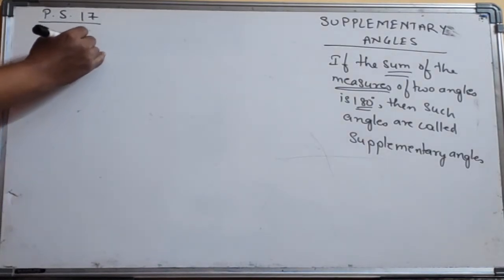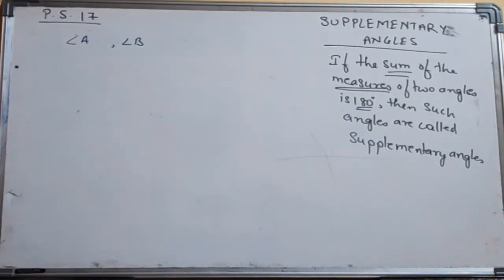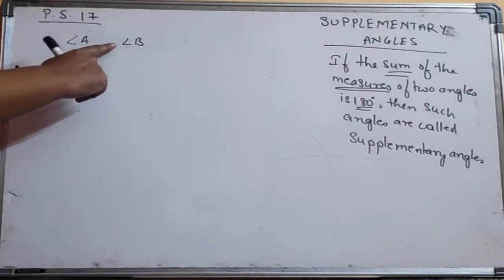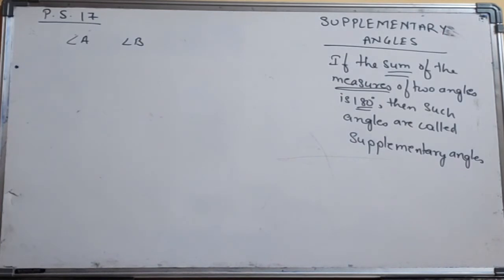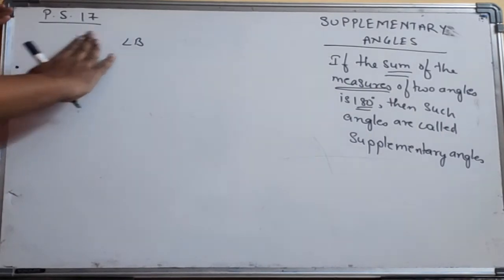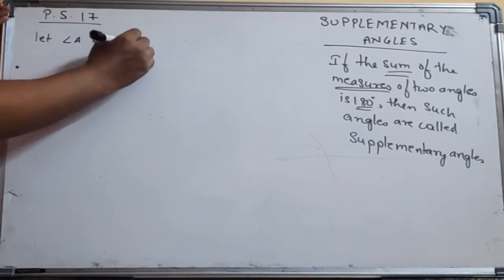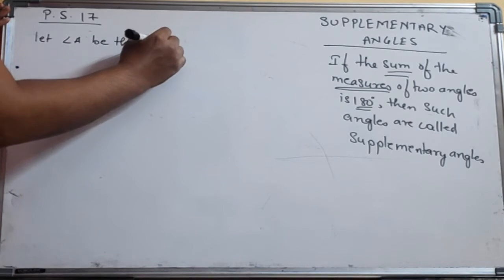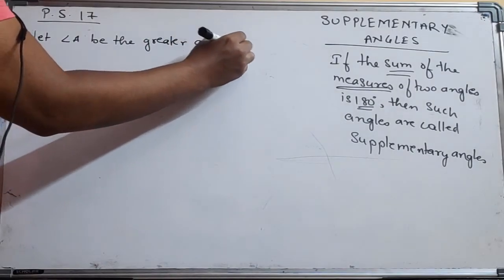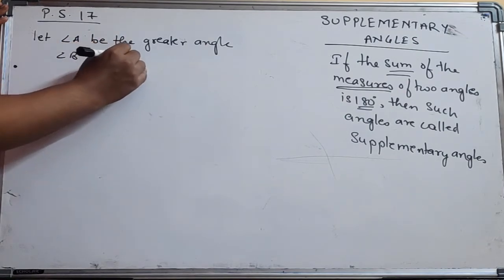Okay. So we are talking about two angles. Say one is angle A and the other is angle B. Now what they are saying is that the difference between angle A and angle B is 40. Which means, if angle A is the bigger angle, then if you subtract the measure of the smaller angle from the measure of the bigger angle, the difference will be 40. So we can say, let angle A be the greater angle, and angle B be the smaller angle.